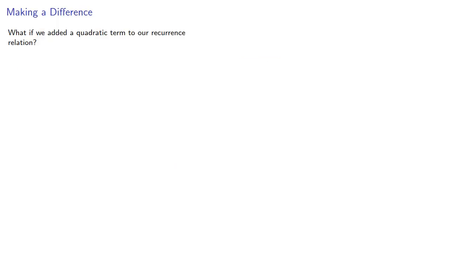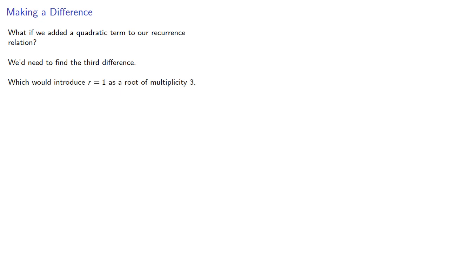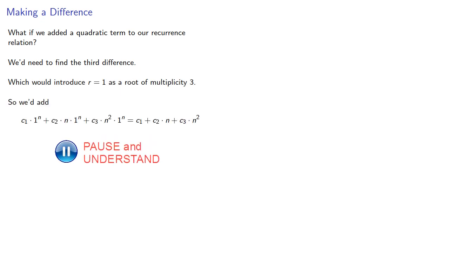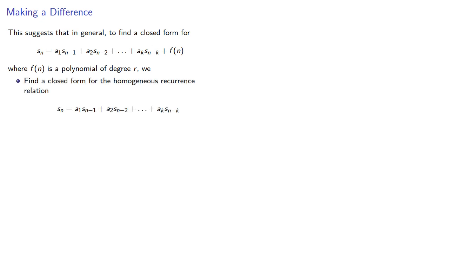what if we added a quadratic term to our recurrence relation? We'd need to find the third difference, which would introduce r equals 1 as a root of multiplicity 3, so we'd add. In other words, we'd add a quadratic term to our recurrence formula. This suggests that, in general, to find a closed form for a non-homogeneous linear recurrence relation where our forcing function is a polynomial of degree r, we find a closed form for the homogeneous recurrence relation, and then modify our solution to Sn plus g of n, where g is also a polynomial of degree r.